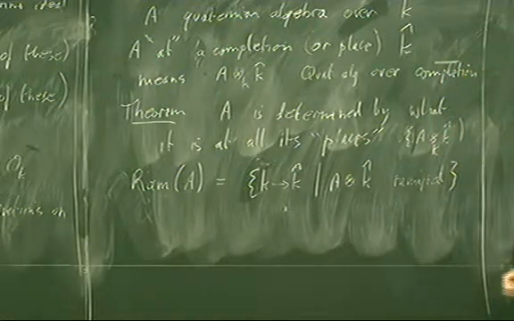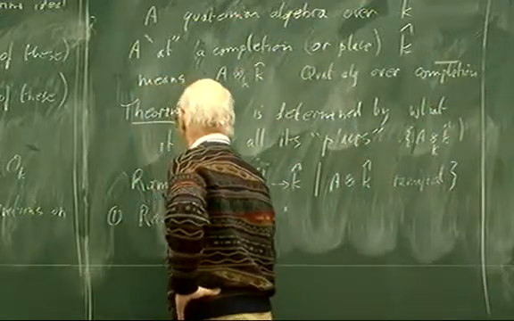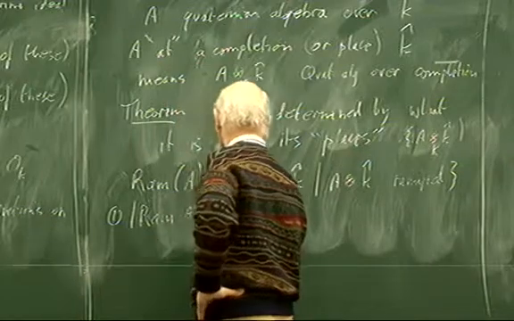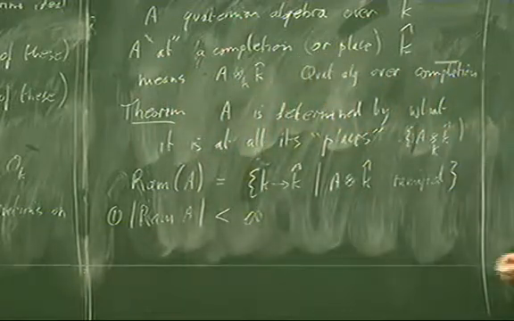Okay. And we have the following properties. First of all, this is a finite set. And it has an even number of elements.